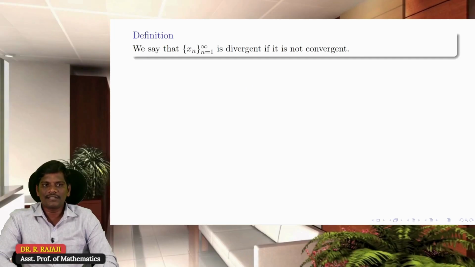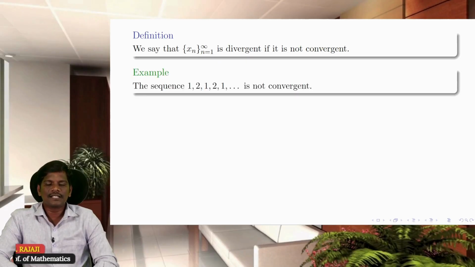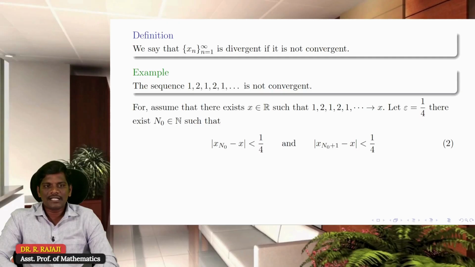Next definition: we say that the sequence xn is divergent if it is not convergent. Example: the sequence 1, 2, 1, 2, 1, 2, etc. is not a convergent sequence. Now we are going to see the proof that this sequence is not convergent. Suppose the sequence is convergent. That means there exists x in R such that the sequence 1, 2, 1, 2, etc. converges to x.